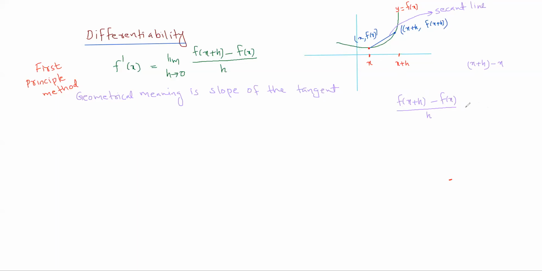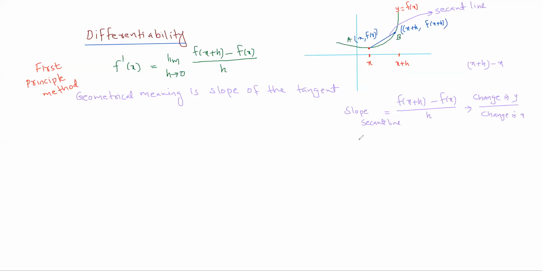This is nothing but change in y over change in x. That means y2 minus y1 divided by x2 minus x1. So that is nothing but the slope of the secant line जो मैंने ड्रॉ किया. अभी if you give the points names, say this point is a, this point is b.